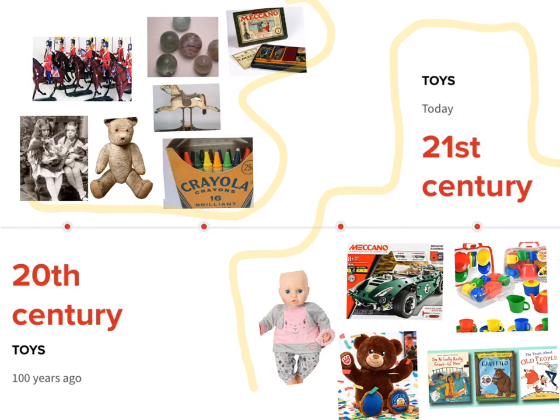Pause this video and again have a go at looking and comparing the toys that were popular in the 20th century and toys that are now popular, still popular in the 21st century, meaning today. Your task now is to take the short quiz on comparing toys.